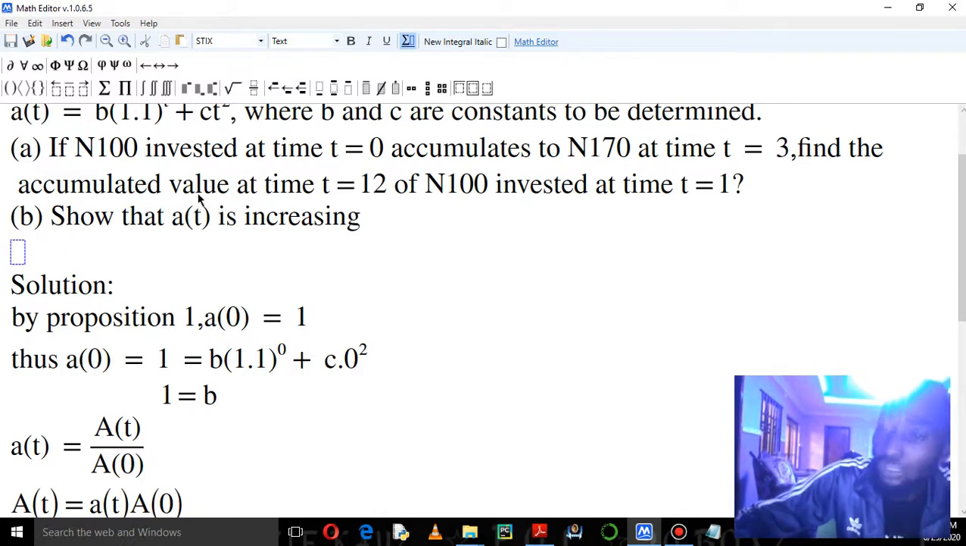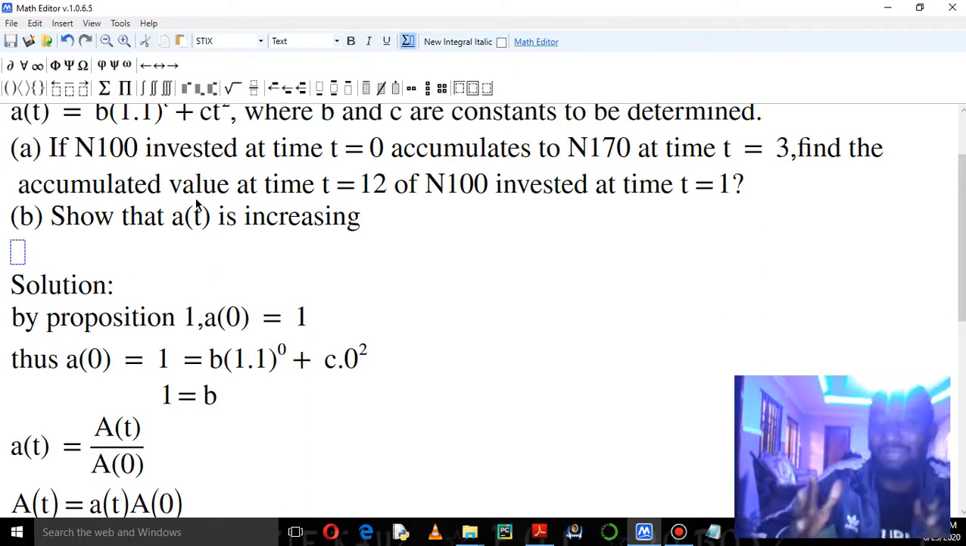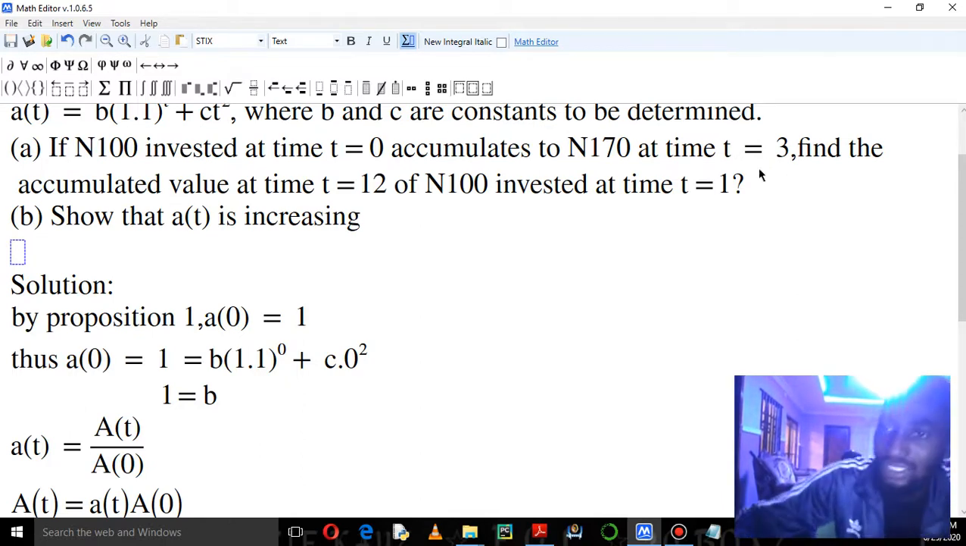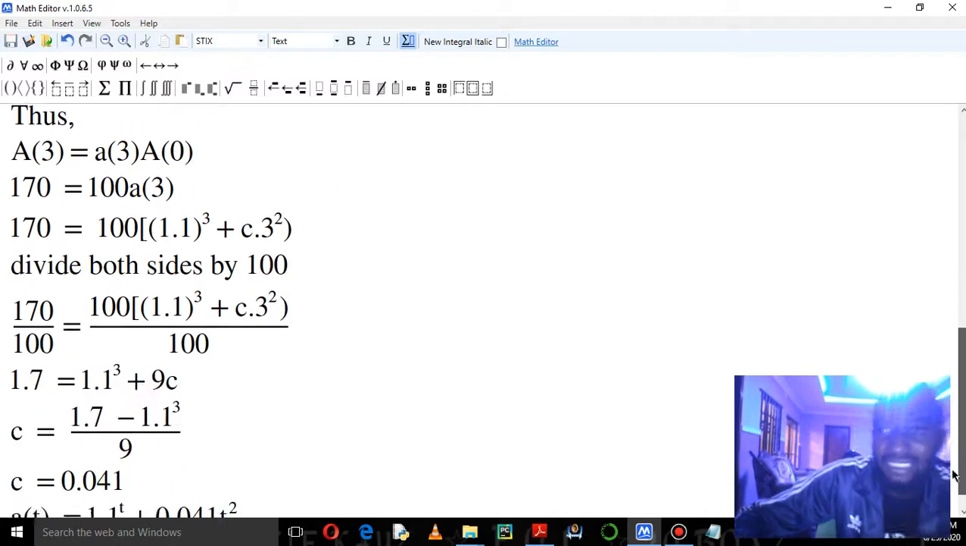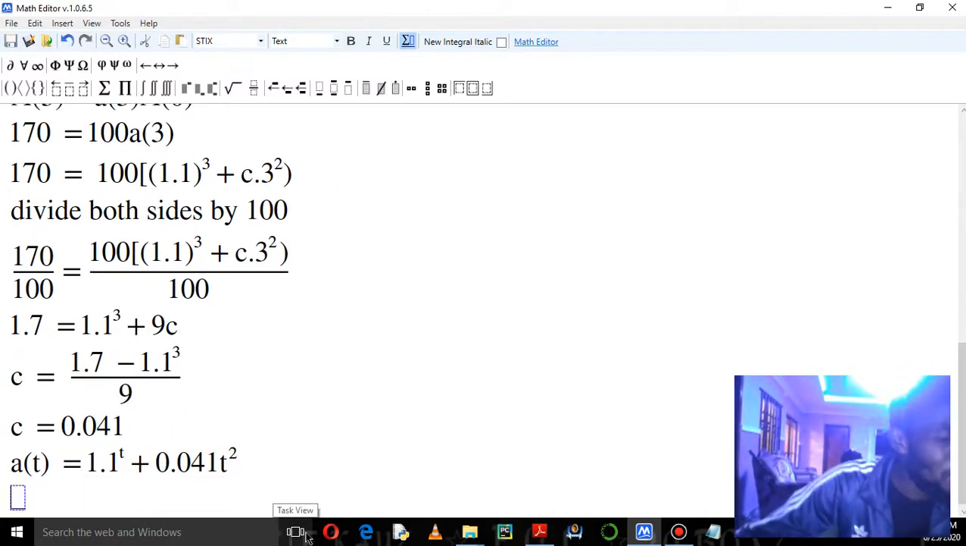Note that accumulated value is your capital A of t. You understand? It's just like your amount function. Accumulated value is different from accumulation function. Your accumulated value is your capital A of t, which is your amount function, or A subscript t. So note that.